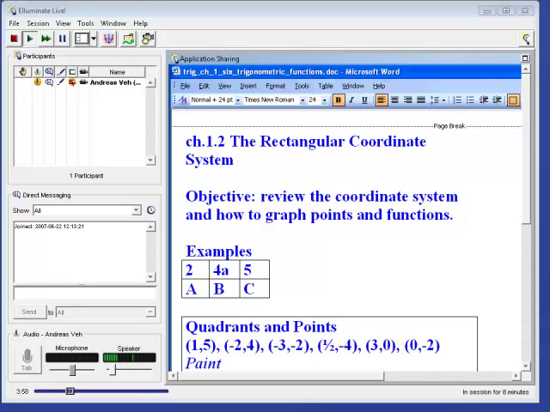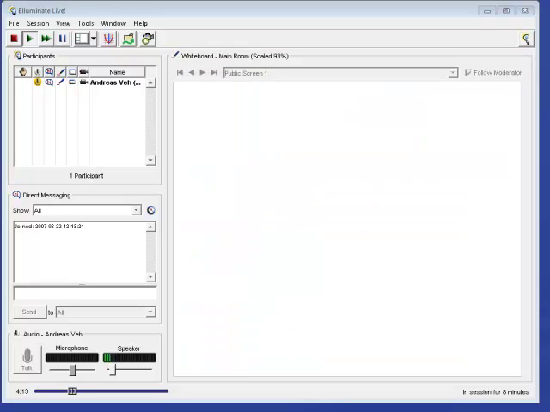Again, I'm not going to get into much detail here because you should be familiar with that from previous classes. I'm going to go over to Paint, and I'm going to graph them there. And I'm going to go to a graphing calculator and graph them on the graphing calculator. Okay, let's go over to Paint first.